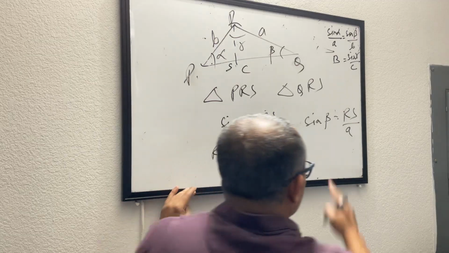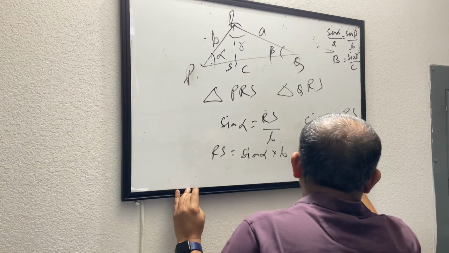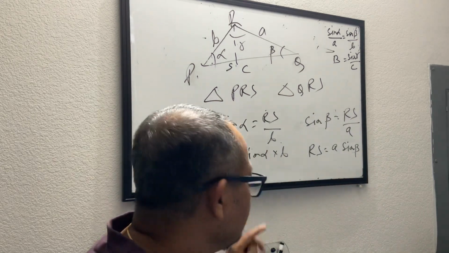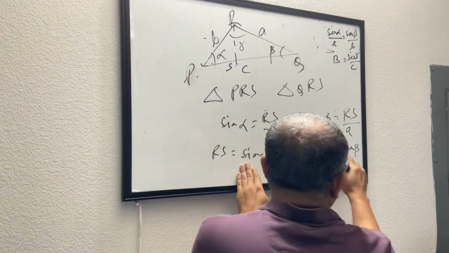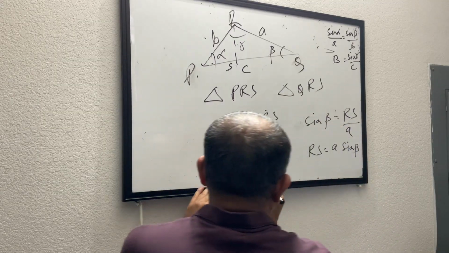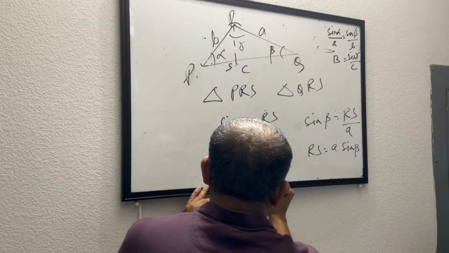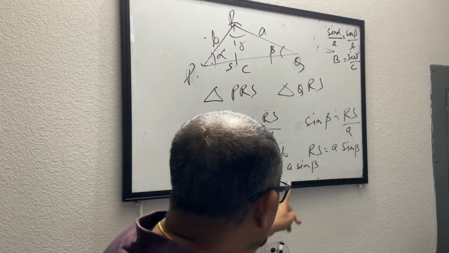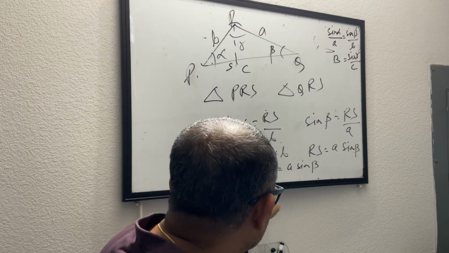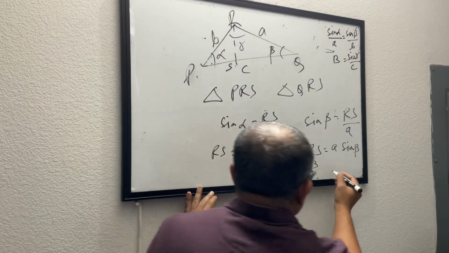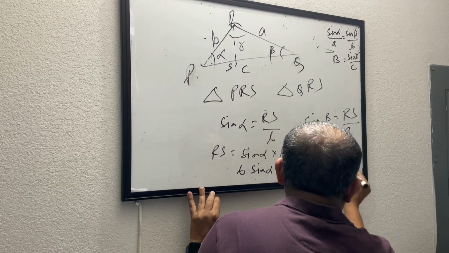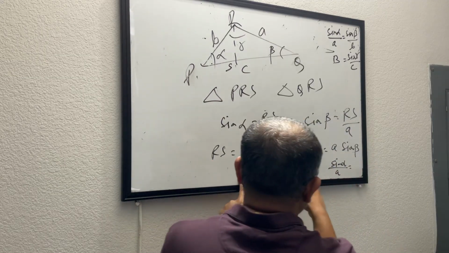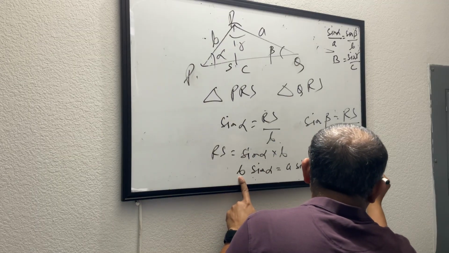And from this one we got RS equals A times sine of beta. So both RS are same. So sine of alpha times B equals A times sine of beta. So B times sine of alpha equals A times sine of beta. So we'll move A to the other side, multiplication becomes division. So A comes here, it becomes sine alpha by A, and we move B to the other side, it is multiplication here, becomes a division here, so it becomes sine of beta by B.